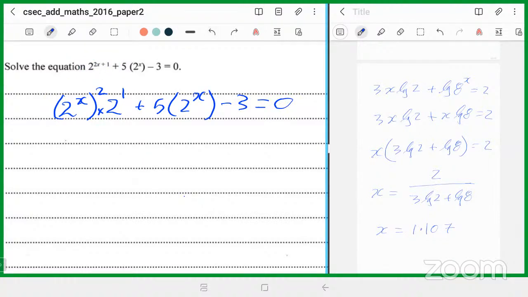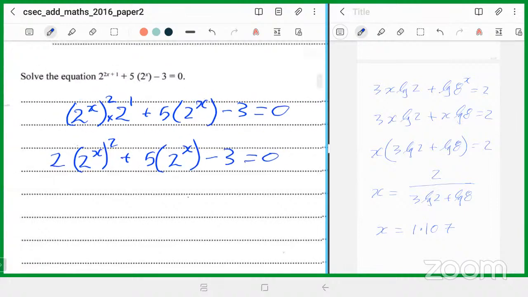But the 2 to the 2x is the same as this. And then the plus 1 means that you're multiplying by 2 to the 1. So we're reversing the laws of indices. We will consolidate these. So this actually becomes 2 times 2 to the x squared plus 5 times 2 to the x minus 3 equals 0. So this becomes a quadratic in 2 to the x.